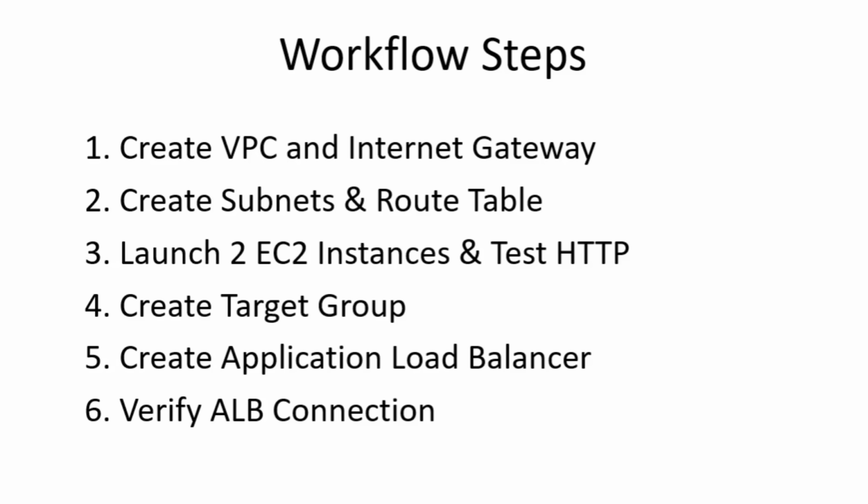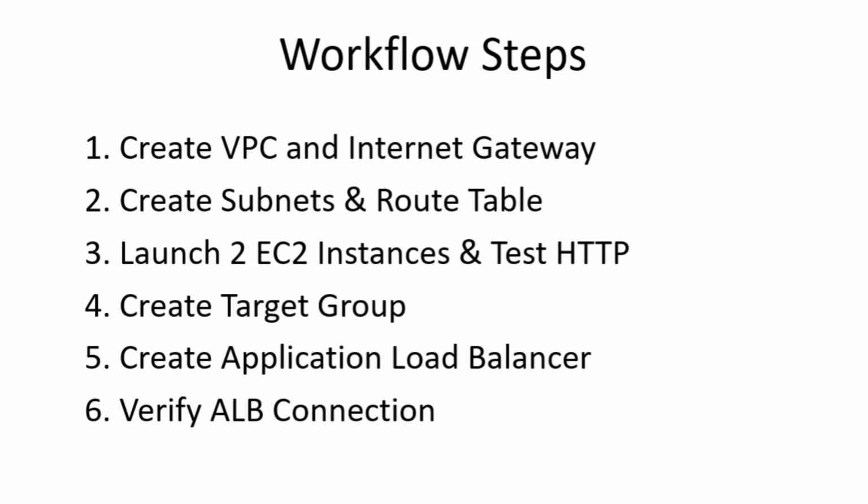Then we'll launch 2 EC2 instances and install a simple web server on each. By testing HTTP in the browser, we confirm both servers are running and accessible. After that, we create a target group. This is where our EC2 instances will be registered, so the load balancer knows where to send incoming traffic.